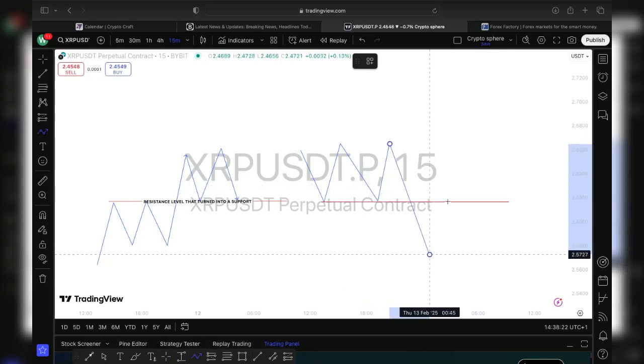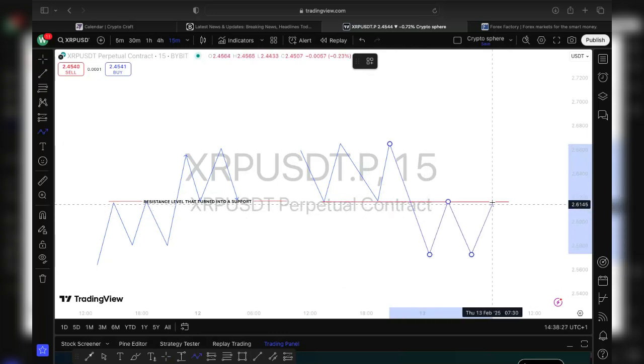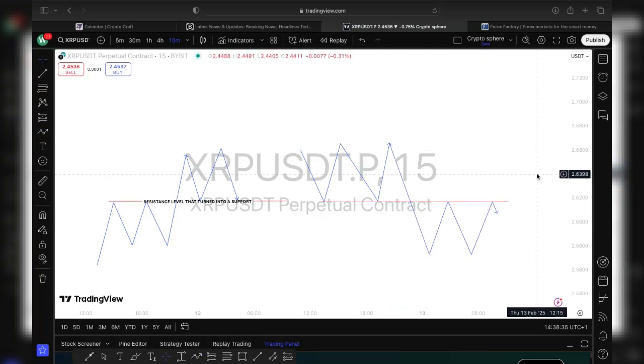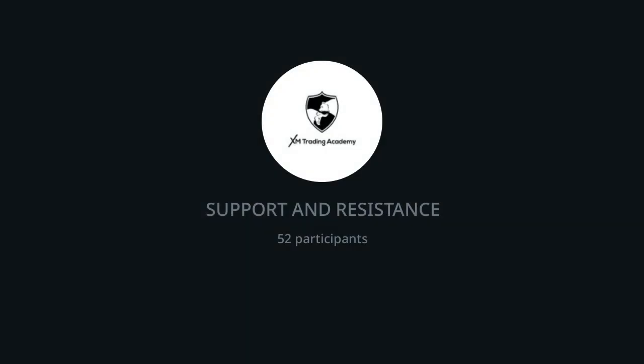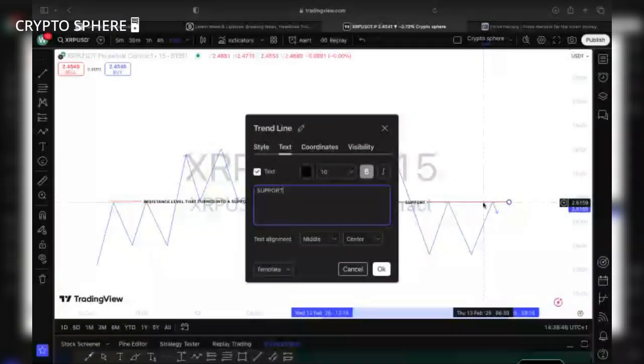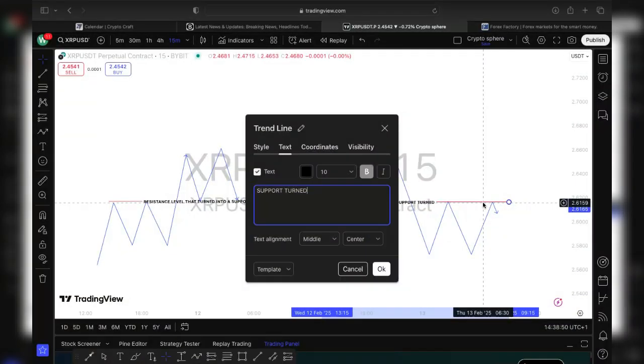That support level can be broken like this. Perfect. So it's the same thing. This is just like the opposite of the first scenario. This is now a support level turned resistance.